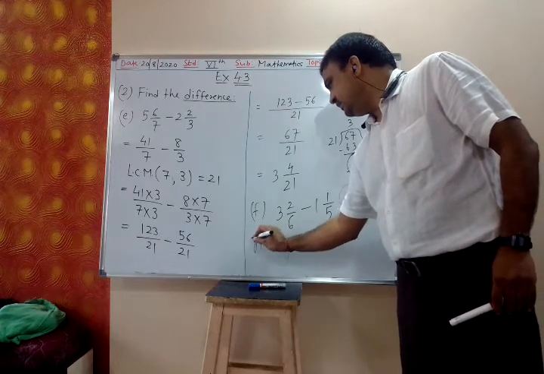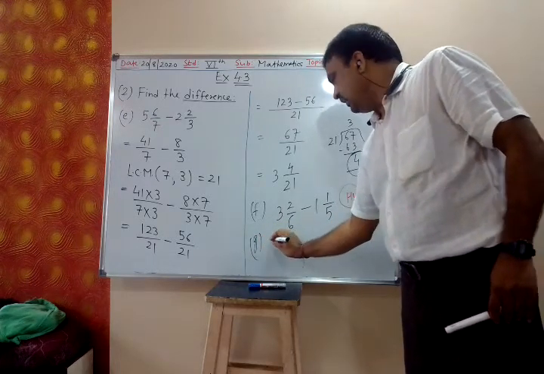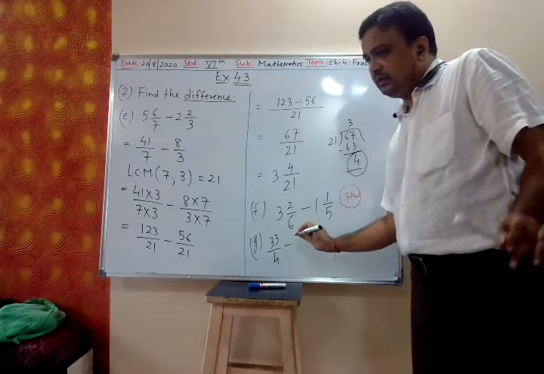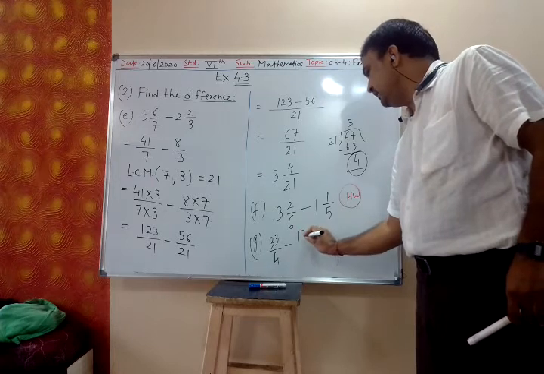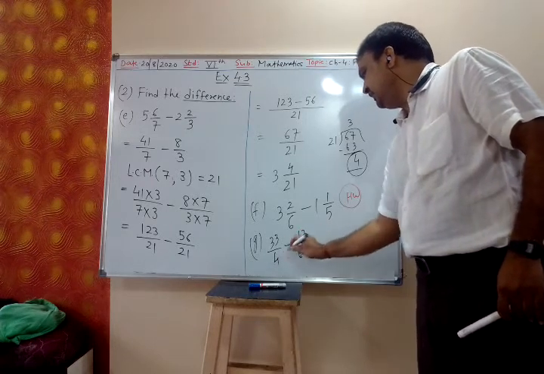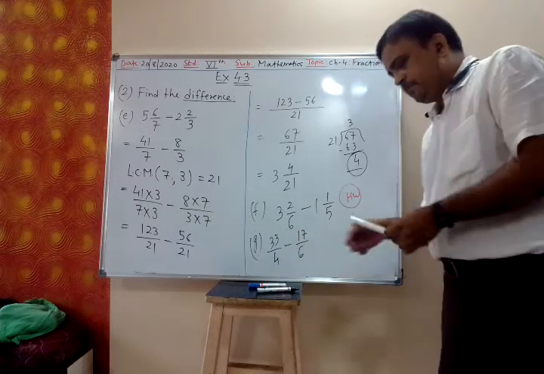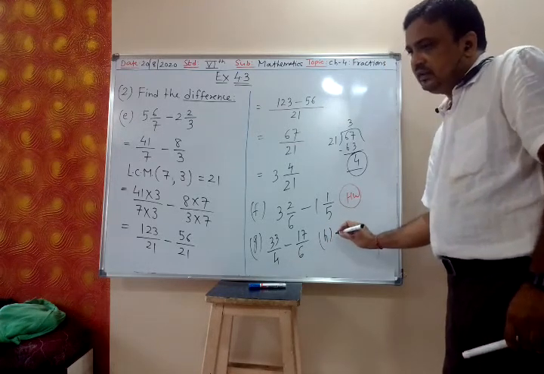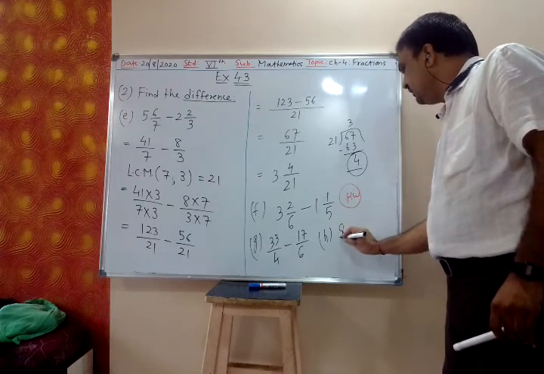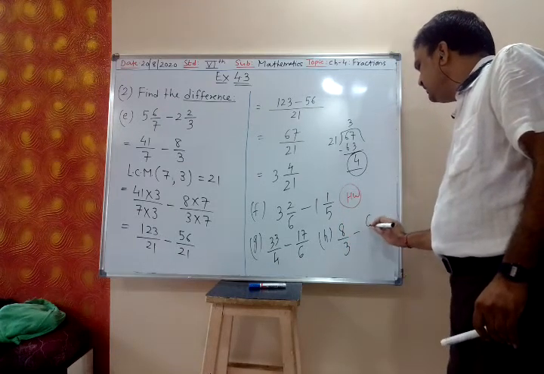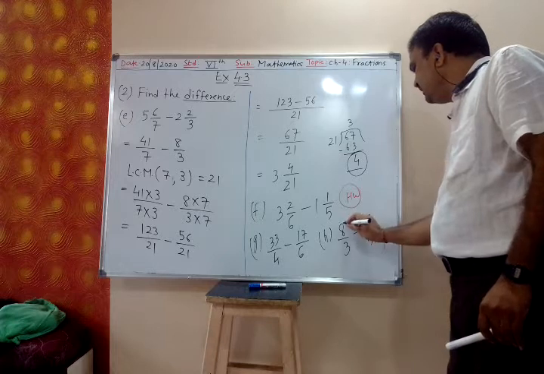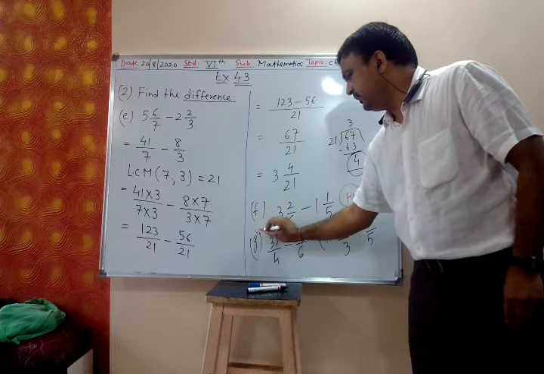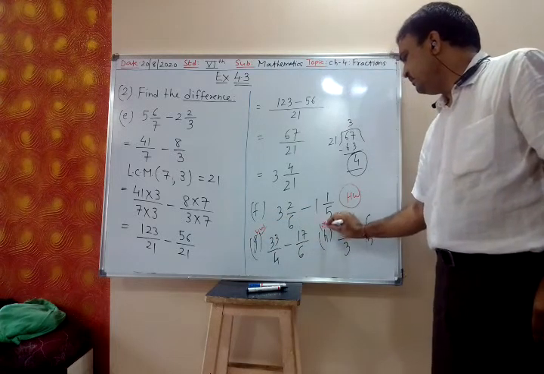Then G, 33 upon 4 minus 17 upon 6. These are simple. Just take the LCM of the denominators. G, then H. H is 8 by 3 minus 6 by 5. They are easy, no? Just take the LCM of the denominators, convert them into like fractions and subtract them.